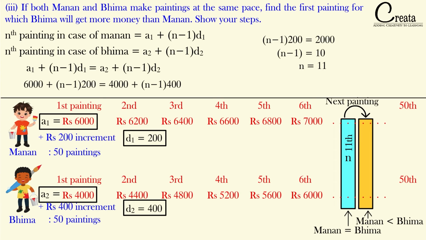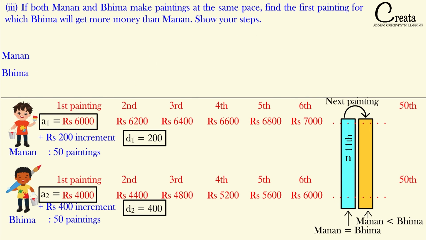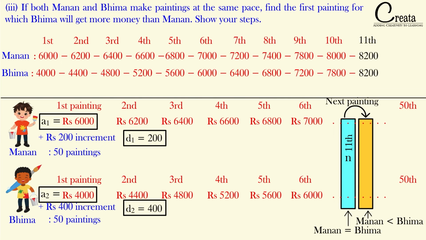It means the 11th term in the case of Manan and the 11th term in the case of Bhima will be equal to each other. You can extend the arithmetic progression up to the 11th term just for cross-checking. Here at the 11th painting, both Manan and Bhima will get the same amount of money. Got it? At the 11th painting, both will get the same amount of money.